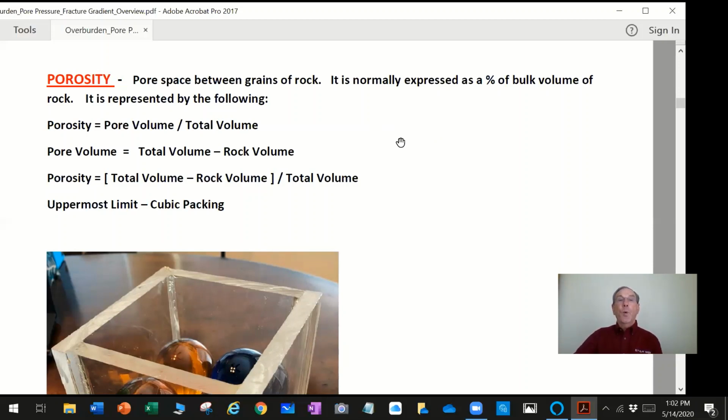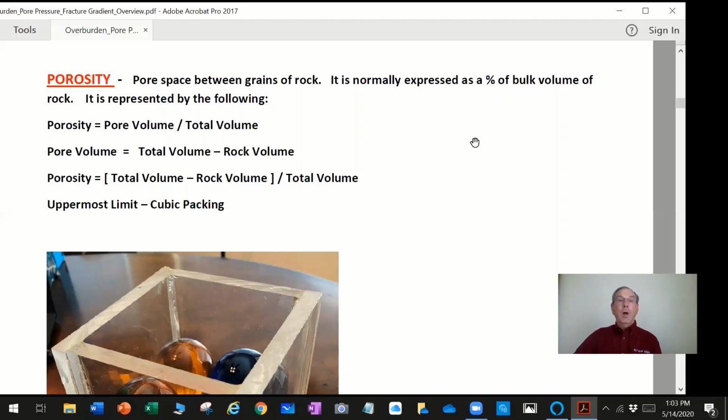Porosity is equal to the pore volume divided by the total volume. Now, pore volume is going to be the total volume minus the rock volume. A lot of times we can't calculate the pore volume directly, but we do know it's going to be the total volume minus the rock volume. So if we put these two together, then the porosity is going to be equal to the total volume minus the rock volume, which is the pore volume, divided by the total volume.